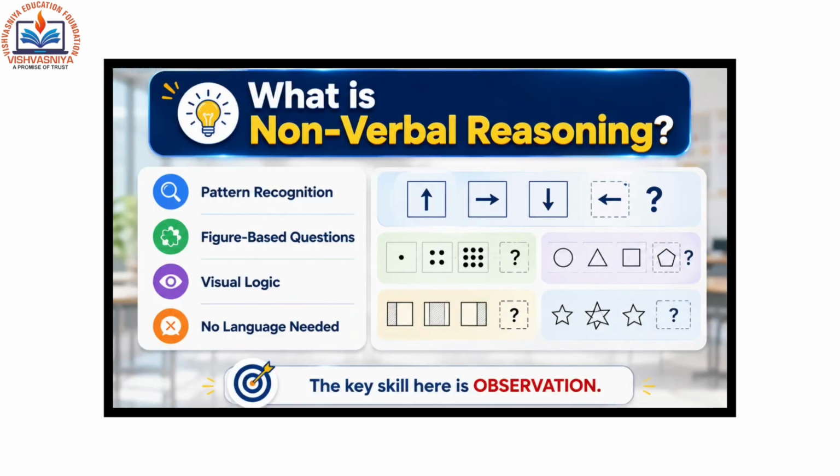Non-verbal reasoning tests your ability to understand visual patterns and relationships without using language. You have to observe figures carefully and identify the hidden rule. Questions may involve rotation, movement, shading, size change, or symmetry. The key skill here is observation.